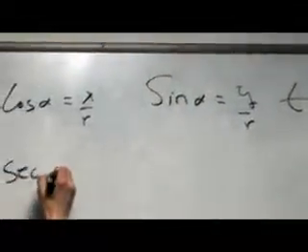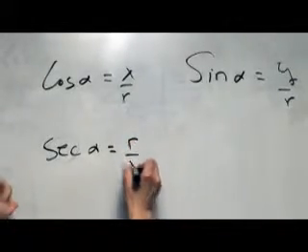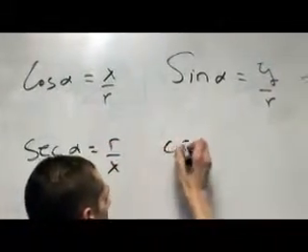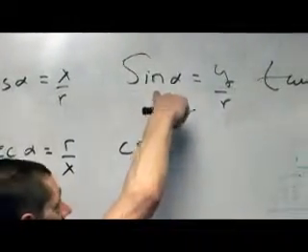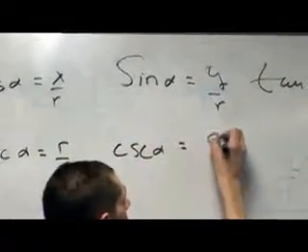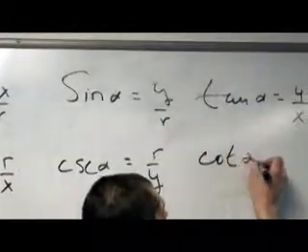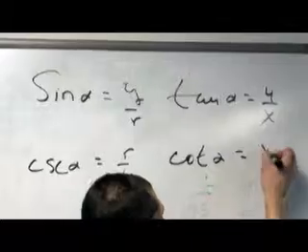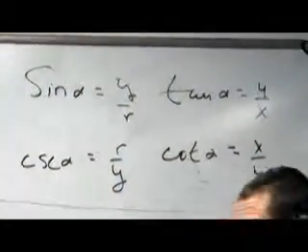Secant alpha is 1 over cosine. That's just this upside down. So this is r divided by x. Cosecant alpha is 1 over sine, which is this upside down. This is r over y. And cotangent alpha is just this upside down. This is x over y. These are the 6 trigonometric functions.